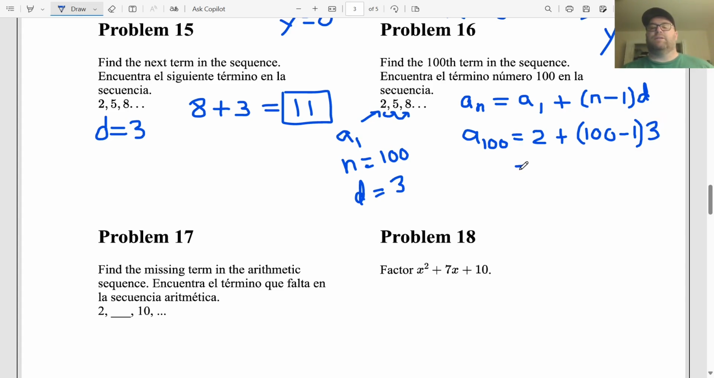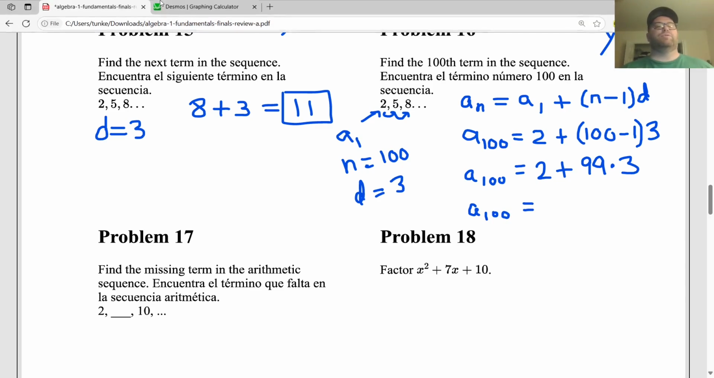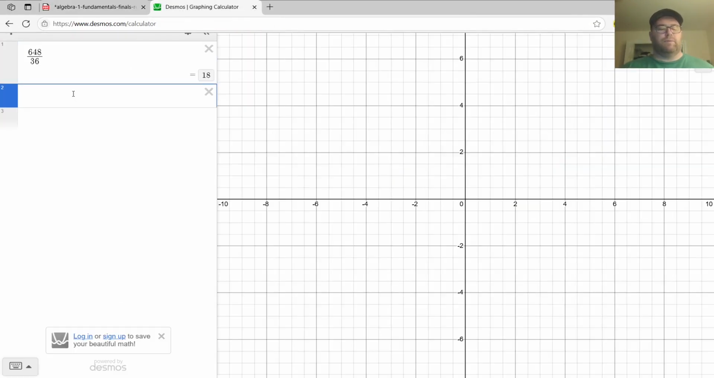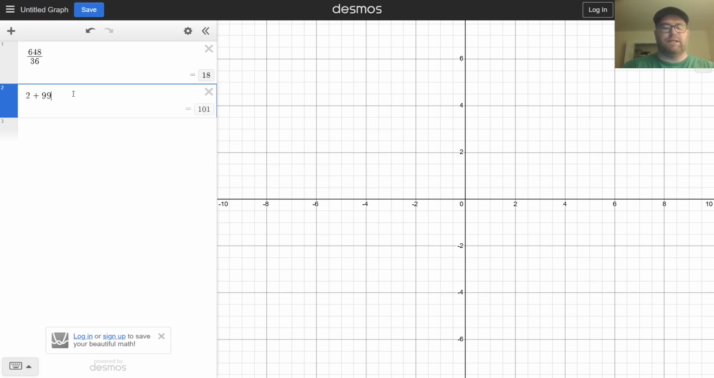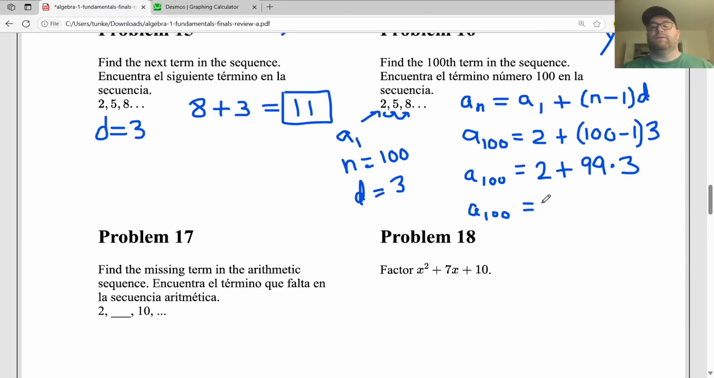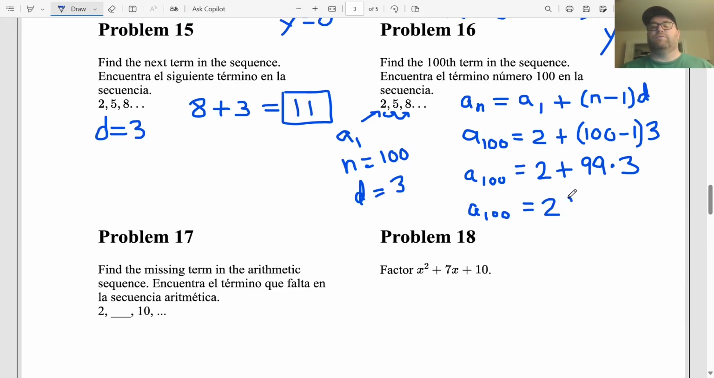Okay, so this is going to equal 2 plus 99, 100 minus 1, times 3. All right, so this is the 100th term, so a sub 100. And we're going to figure that out on Desmos. So we're going to do 2 plus 99 times 3, and we get 299. So the 100th term is equal to 299.